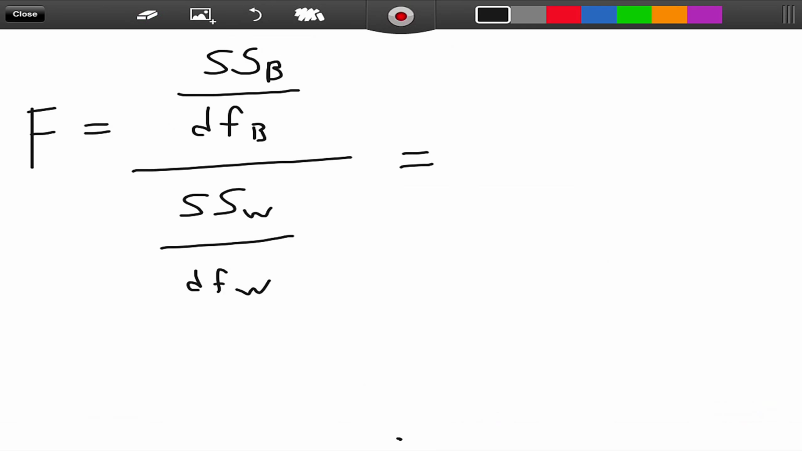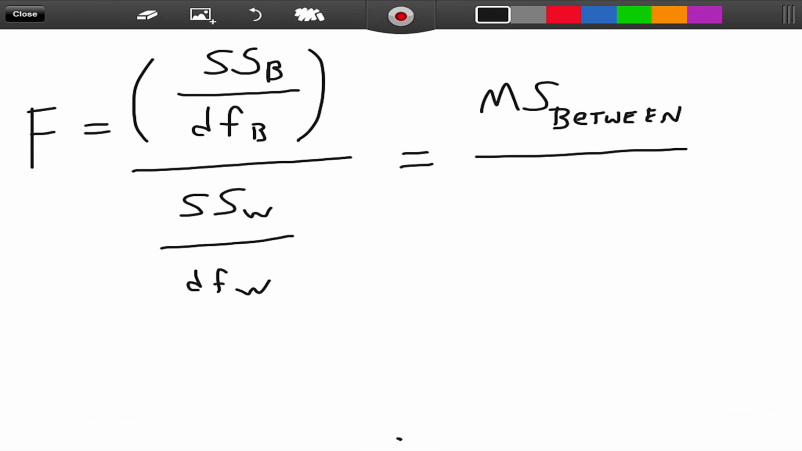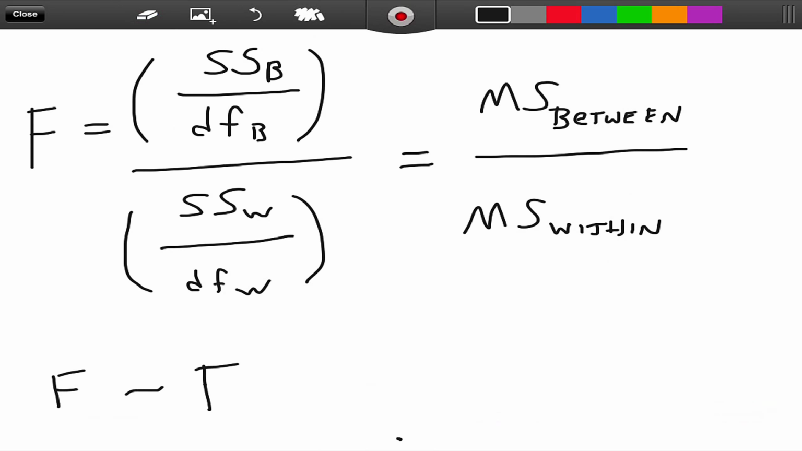The numerator turns out to be the mean square between, divided by the mean square within. So our test statistic F will follow an F distribution.